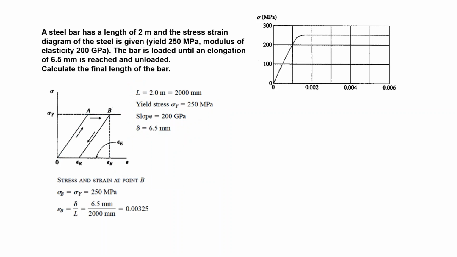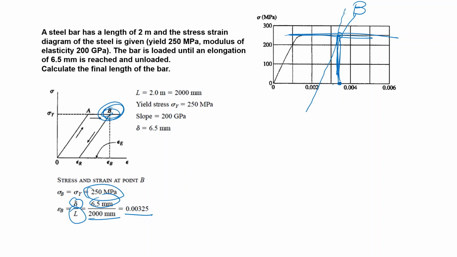For point B, for this point, the stress is very obvious. It is always 250. The material is not strain hardening, and the strain delta is 6.5, L is 2000, 0.00325, somewhere here. Point B is somewhere here. Okay. Then we have to unload like this.